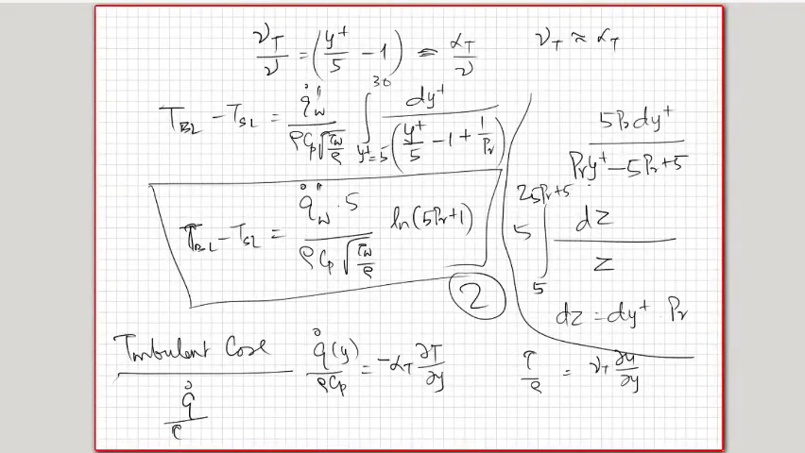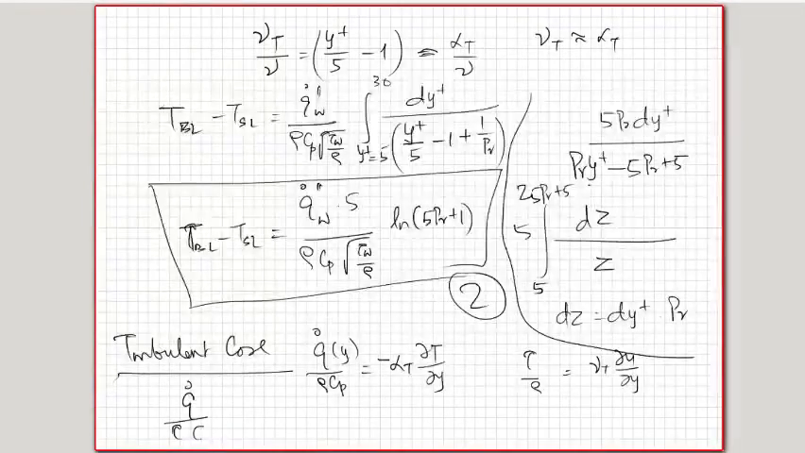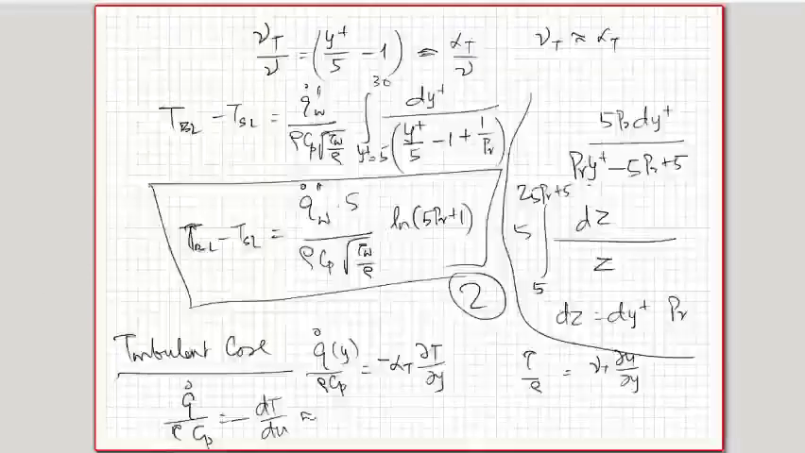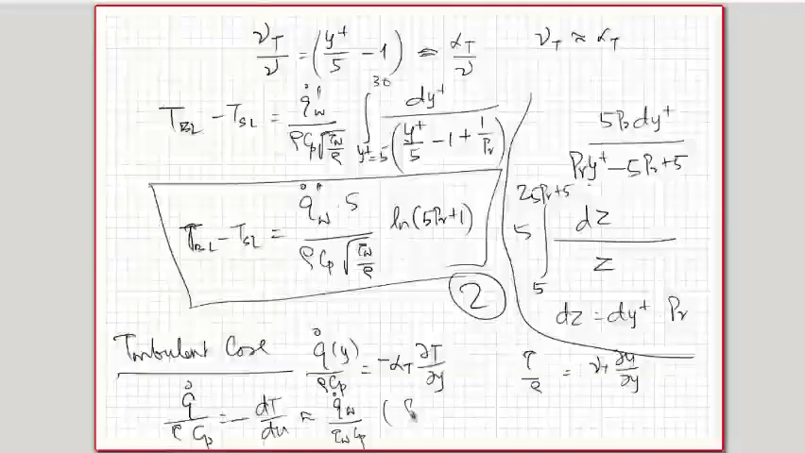Okay, at any location. So now this will be q divided by tau Cp is equal to minus dT by dU, which is approximately equal to q dot wall divided by tau wall Cp. This is the Prandtl hypothesis.